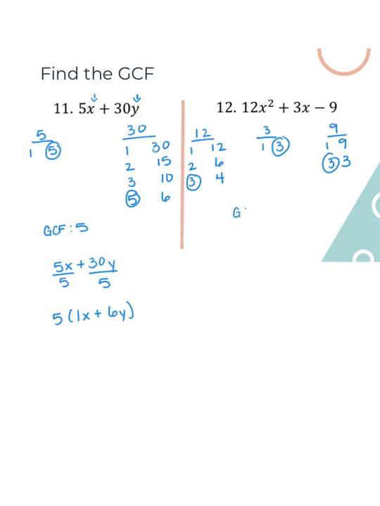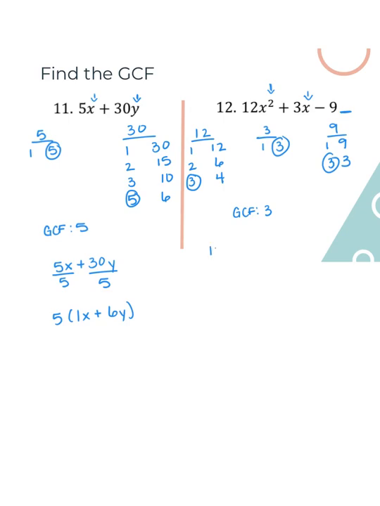So my GCF for my number is going to be a 3. When I look, I have 12x squared here. I have just an x here. I don't have an x here. So there's no letter or variable that's going to be in common for all of them. So it's just going to be my 3 and nothing else.